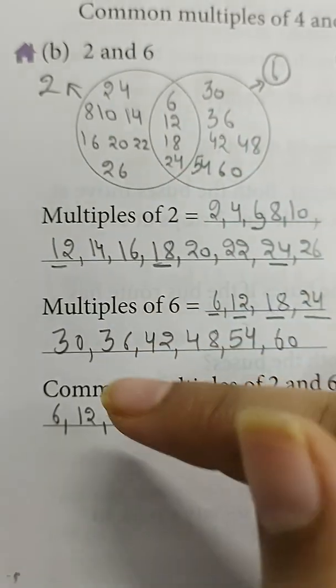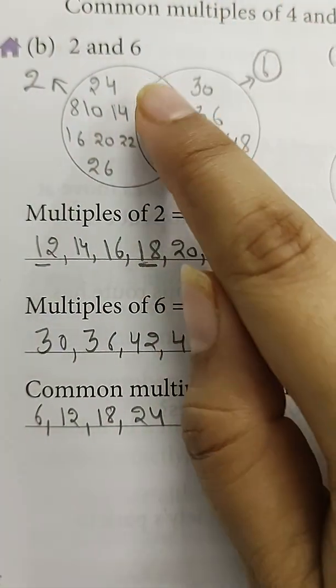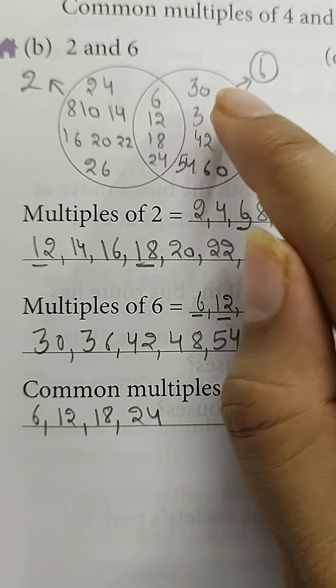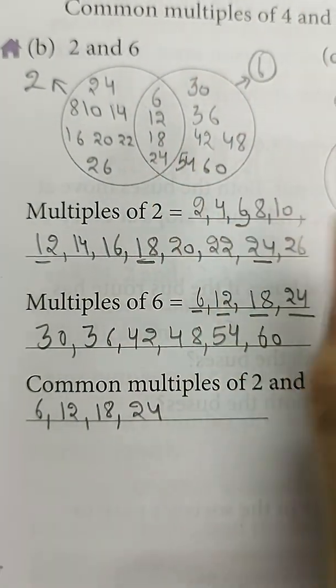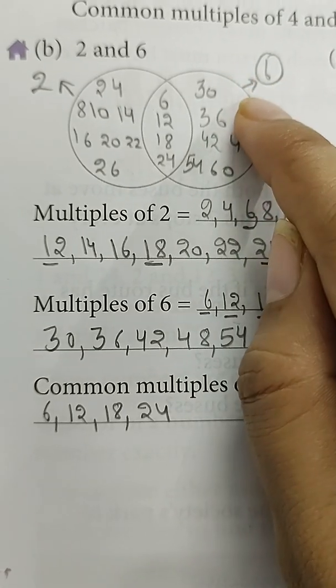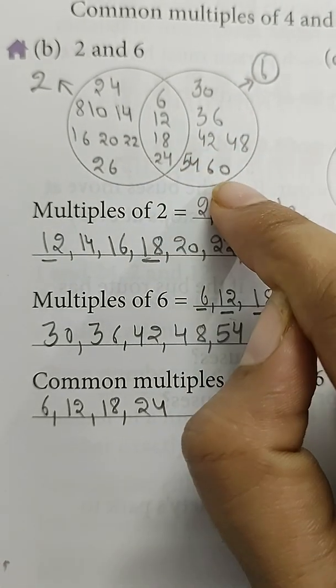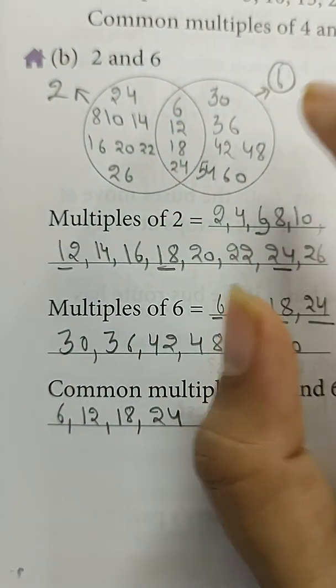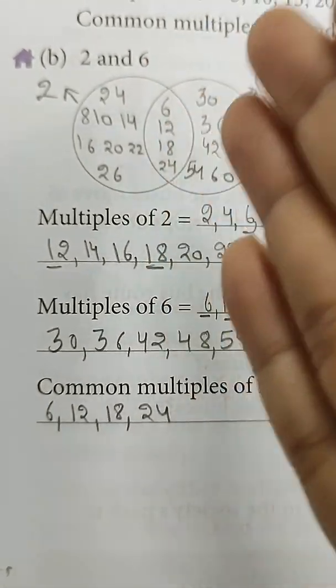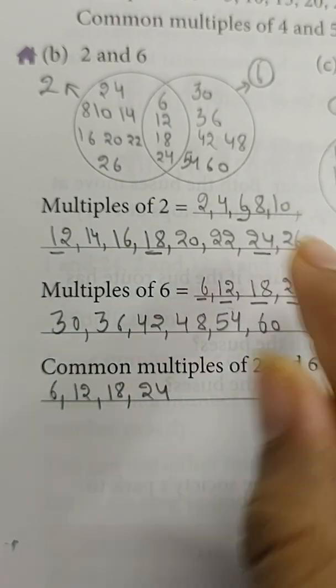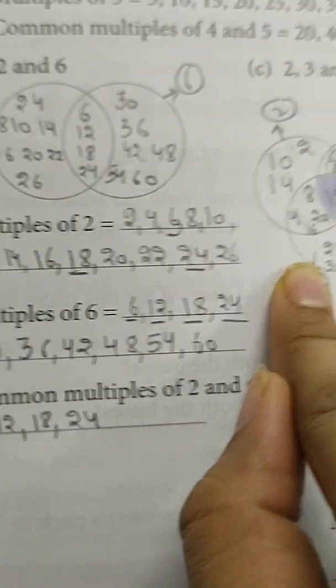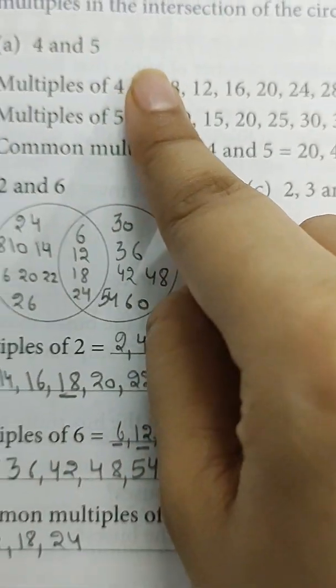Okay, so now we will go for the table of 6. 6 1s are 6 already written, 6 2s are 12 here, 6 3s are 18, 6 4s are 24. Then we have 6 5s are 30, 36, 42, 48, 54, 60. These are all the common multiples, and we can have more common multiples if we extend the multiple table of 2. Please remember here also I can get more common multiples.